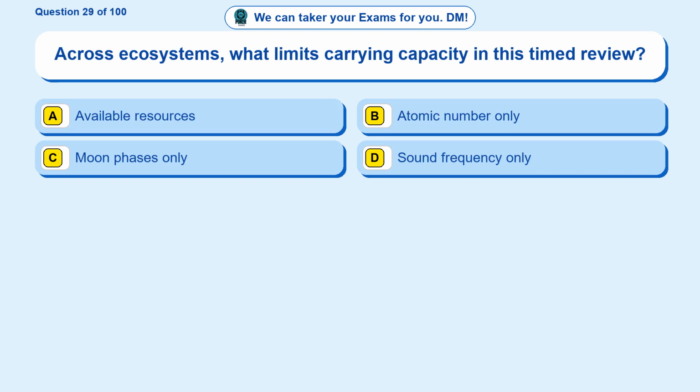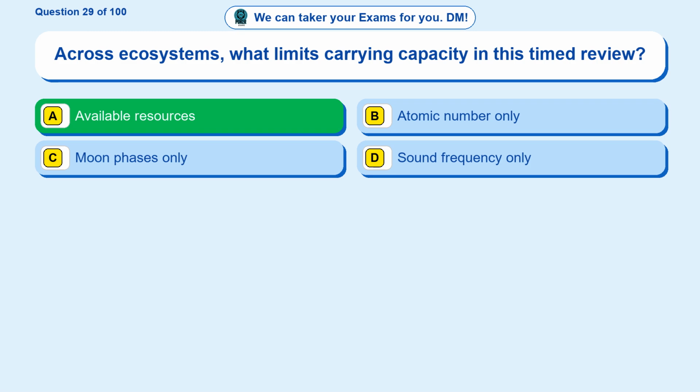Question 29. Across ecosystems, what limits carrying capacity in this timed review? Option A, available resources. Option B, atomic number only. Option C, moon phases only. Option D, sound frequency only. The correct answer is option A.